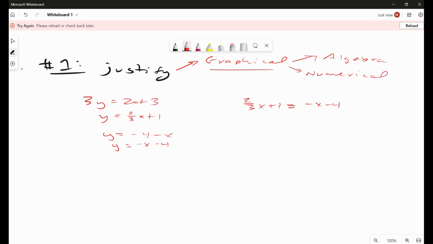And then from there, I'm going to multiply everything by 3 because I can get rid of that denominator. So I get 2x plus 3 equals -3x minus 12. And then I get 5x, because I'm going to move the 3 over and it becomes a positive, and then I'm going to move the 3 over, it becomes a negative. I get 5x equals -15, so I've got x equals -5 right there.